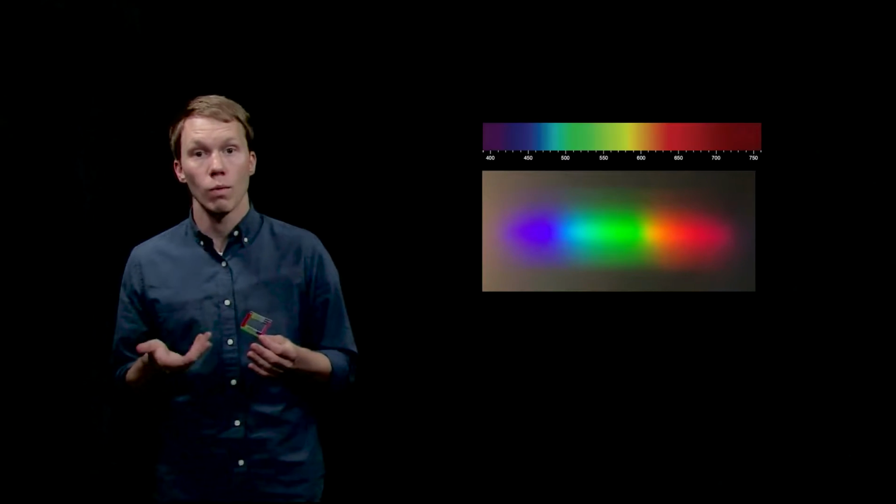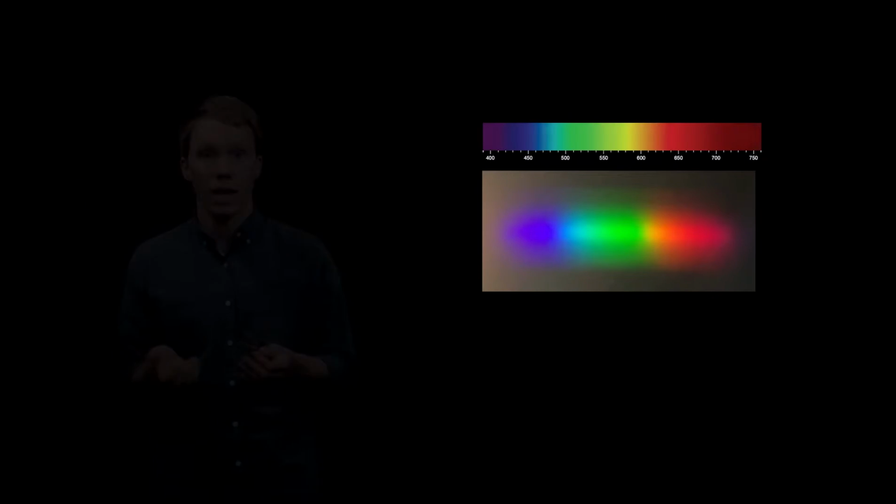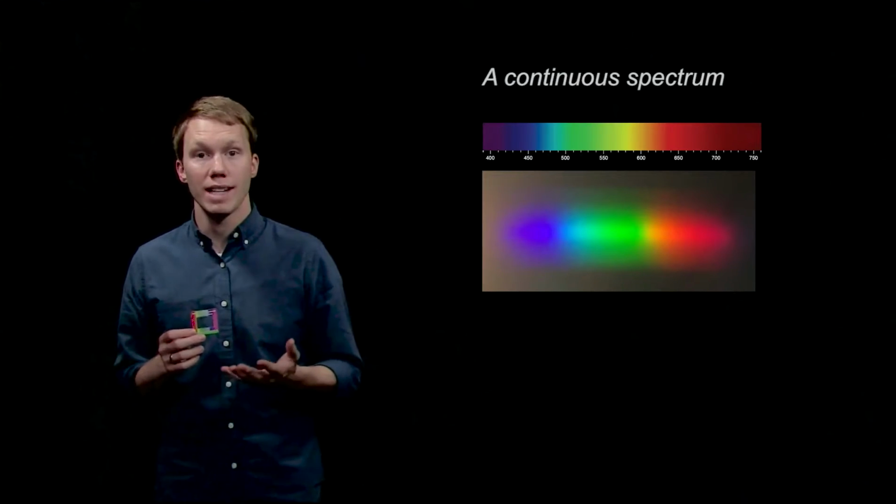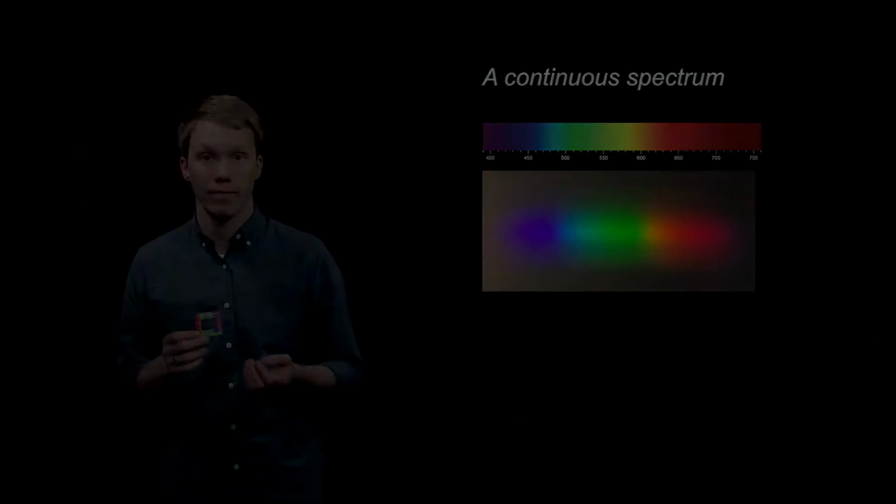So it so happens that if we pass white light through this, we see what we know as a spectrum. And the spectrum for a white light source contains all the possible frequencies or wavelengths of visible light. And this sample of a spectrum from white light is what we know as a continuous spectrum.